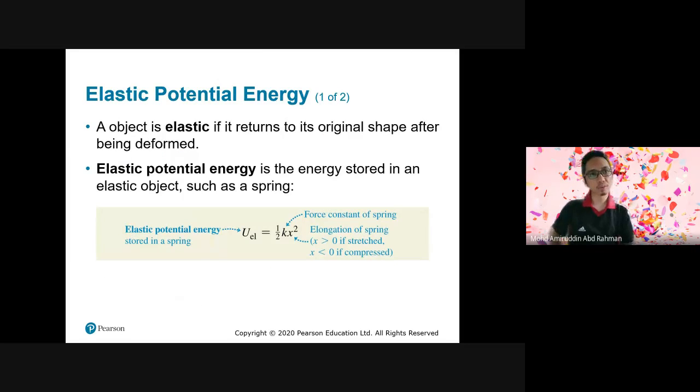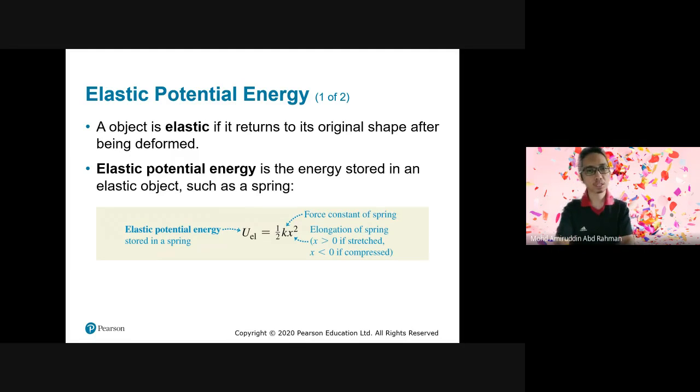All right, so we have the elastic potential energy. An object is elastic if it returns to its original shape after being deformed. For example, I have this rubber band. It has this length. If I pull it and then release it again, it comes back to its original shape. So we can say that this rubber band has elastic potential energy.